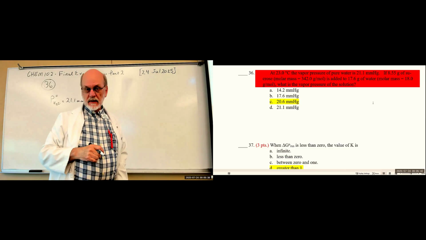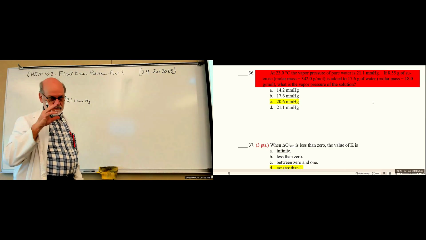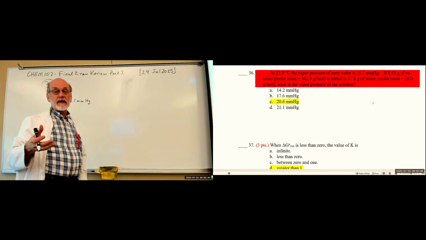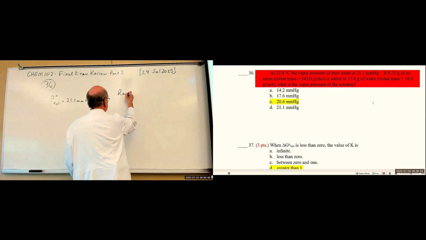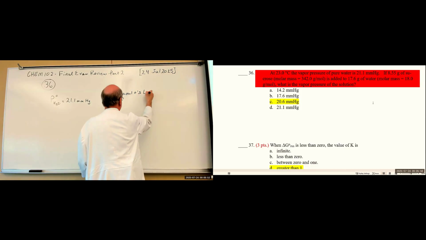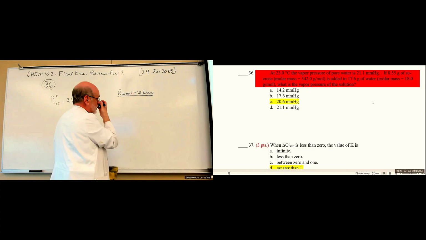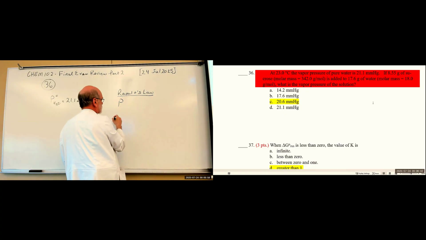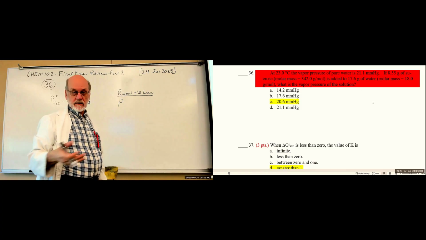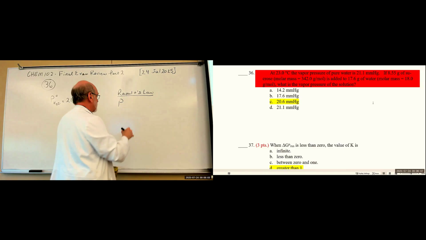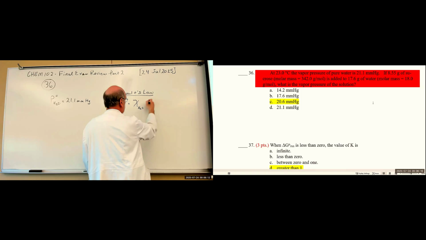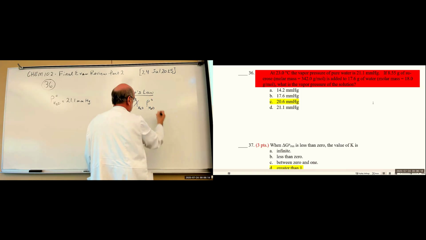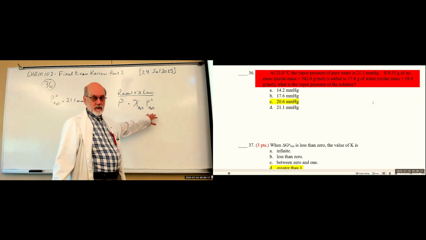Okay. If 18.55 grams of sucrose is added to 17.6 grams of water, what's the vapor pressure of the solution? All right, remember the law that governs the effect. This is a colligative property. It's Raoult's law. So if we want to know what the vapor pressure is under whatever conditions, whatever concentrations, then we need the mole fraction of the solvent, water in this case, times its pure vapor pressure.